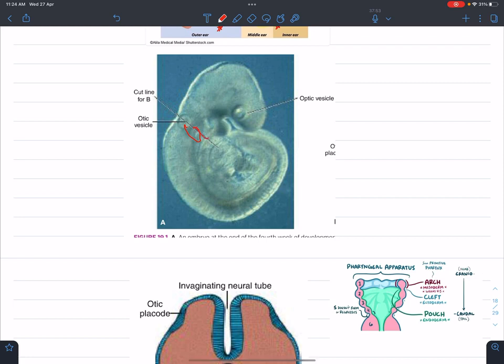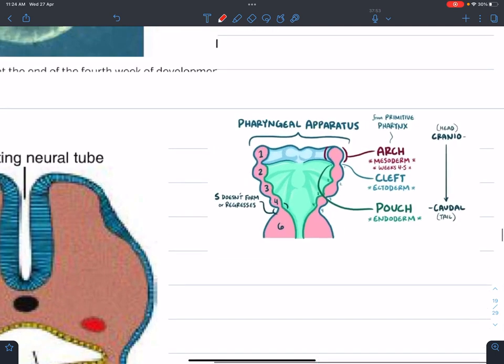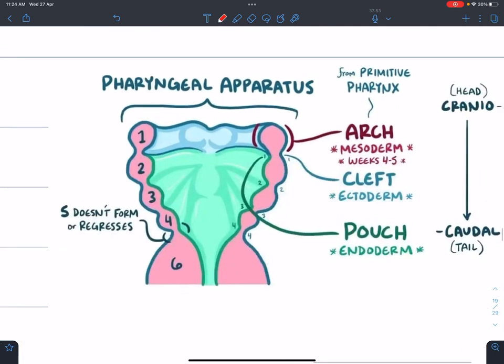There was the pharyngeal apparatus like this, like a pack of fingers, right? And I did a cut section along with the otic vesicle, and I looked at it from an inferior view and I saw this pharyngeal apparatus. This specific one. There are pharyngeal apparatus 1, 2, 3, 4, and 6. We focus only on the first one, okay?